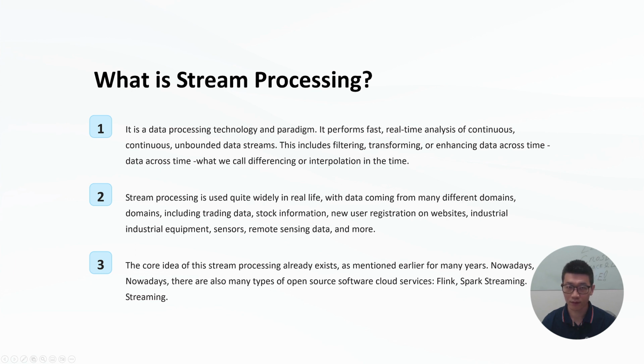In fact, stream processing is used quite widely in real life, with data coming from many different domains, including trading data, stock information, new user registration on websites, industry equipment, sensors, remote sensing data, and more. The core idea of stream processing has already existed, as mentioned earlier, for many years. Nowadays, there are also many types of open source software and cloud services, which should be familiar to everyone, since Flink and Spark Streaming are widely used.